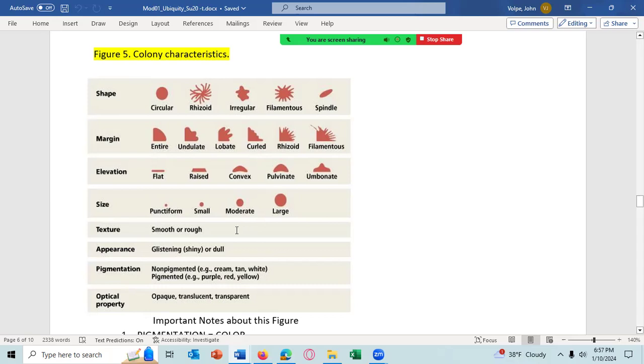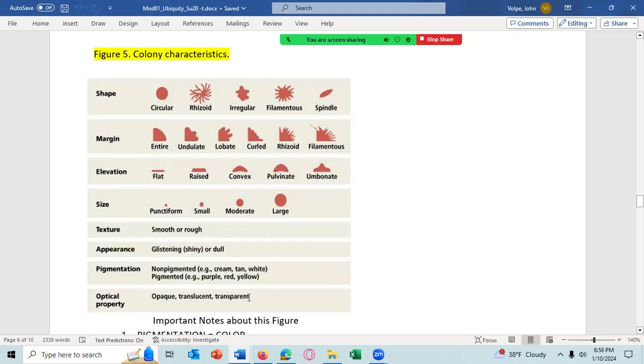You can distinguish a colony by smooth or rough, whether the colony is glistening or shiny, or whether it is dull, whether the colony is pigmented, meaning it has a color, or it's non-pigmented, it lacks color. And non-pigmented could be white, but it could be cream colored, off-white, or tan colored. The thing is, all of those are non-colored.